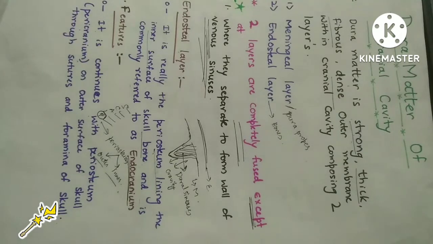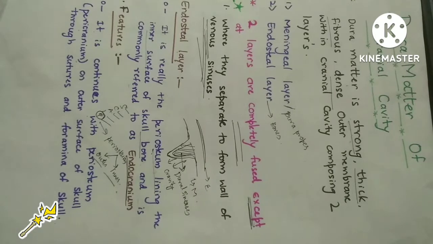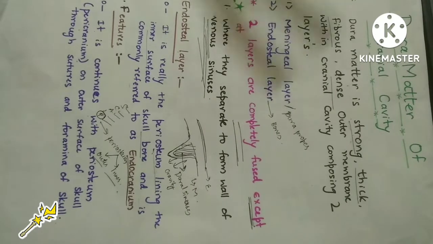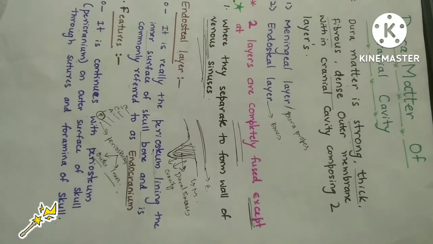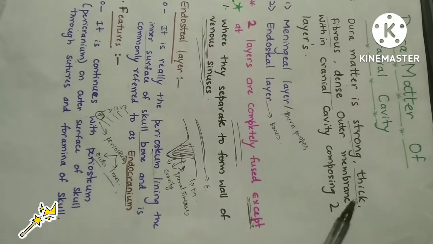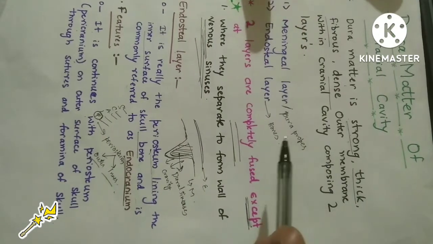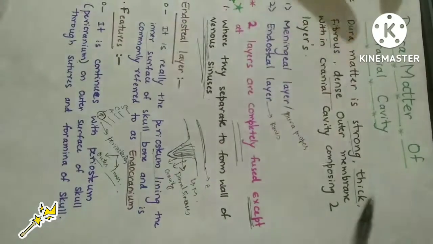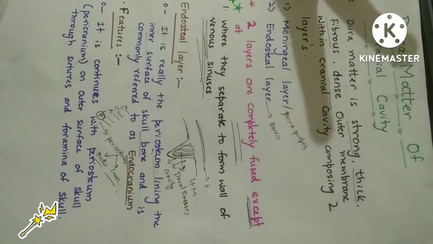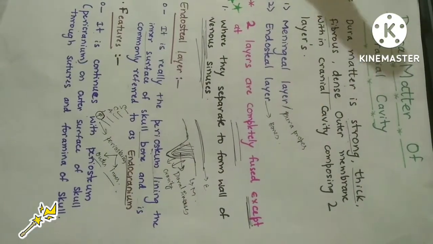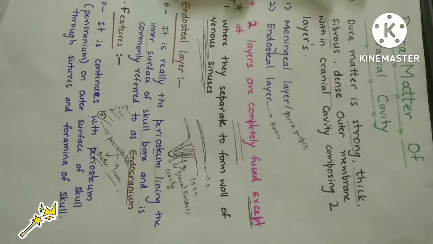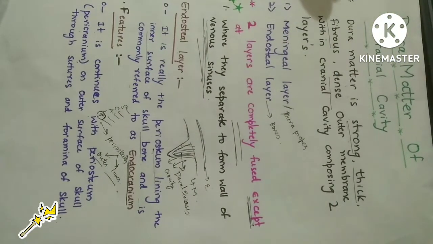Hello friends, today we'll be discussing the cranial cavity, that is the dura mater of the cranial cavity. Now this dura mater is usually divided into two layers, the outer endosteal and the inner meningeal. The dura mater is present in two places: in the brain and the spinal cord.